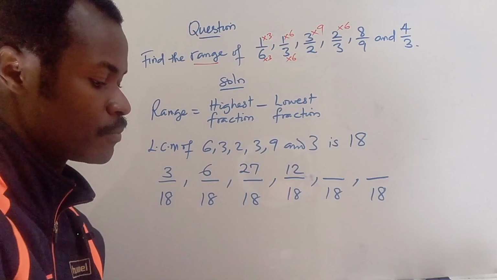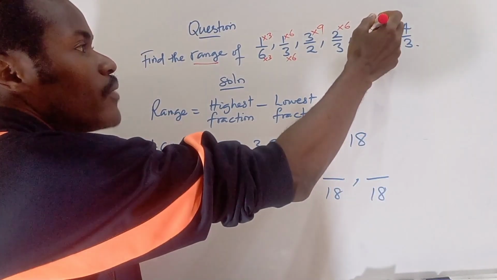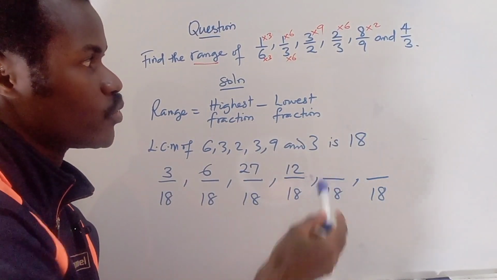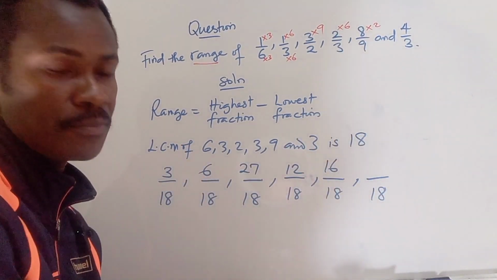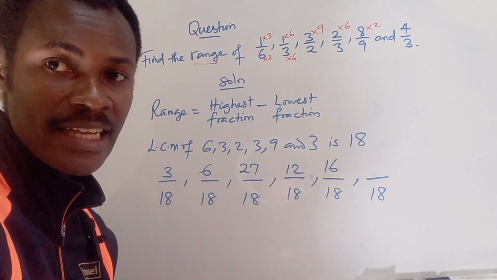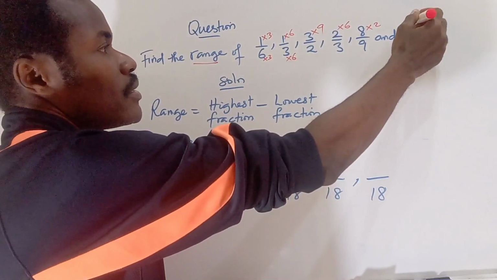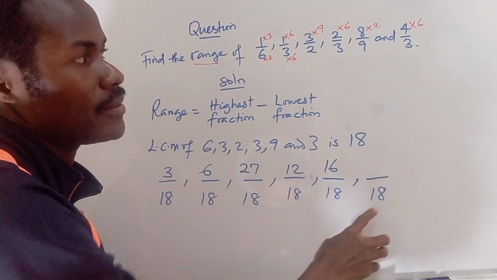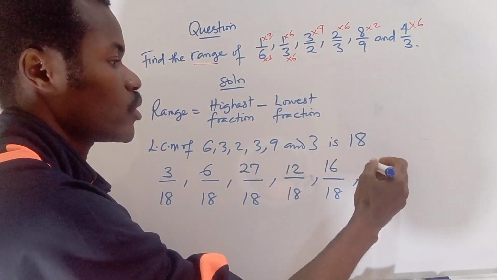Now, what about this? We are going to use 2 times to multiply this, so we also have to use 2 times to multiply that. So it means this fraction is going to be, now 8 times 2 is what? 16. All right. And finally, the last fraction, what do we use? We're going to use 6, so this is also going to be 6, because 3 times 6 is 18. So 4 times 6 is going to give us what?